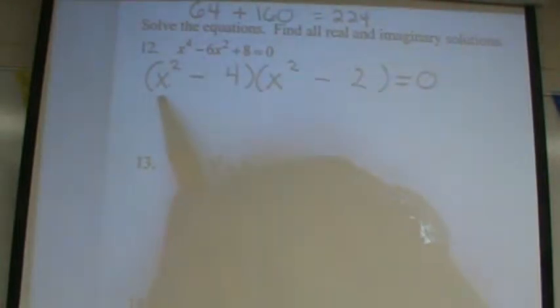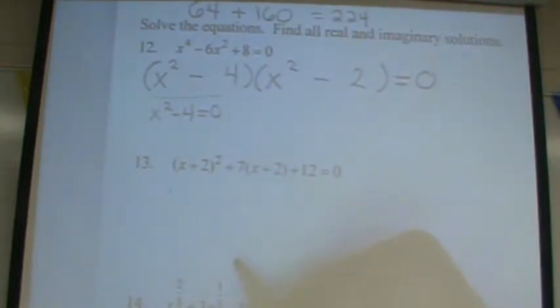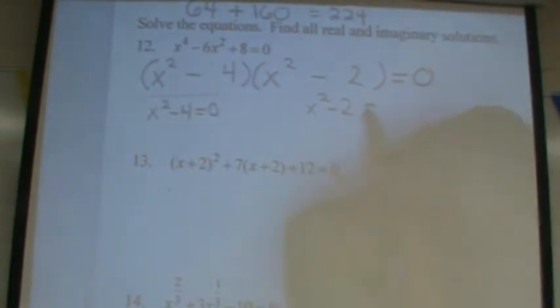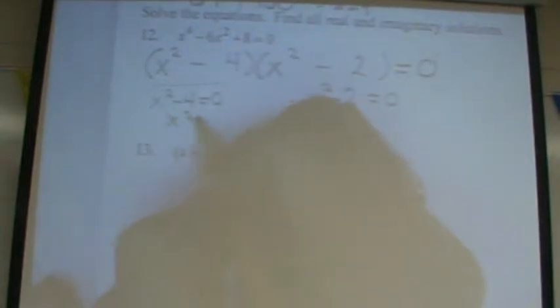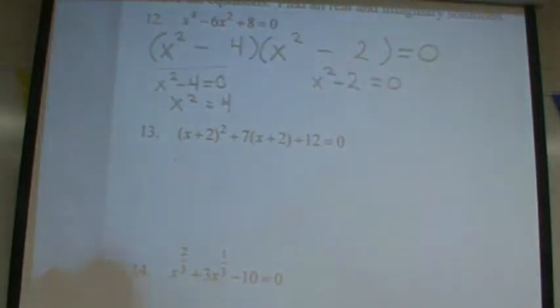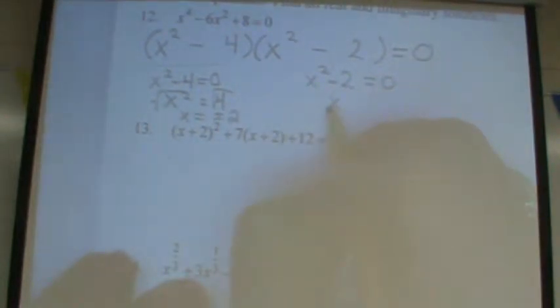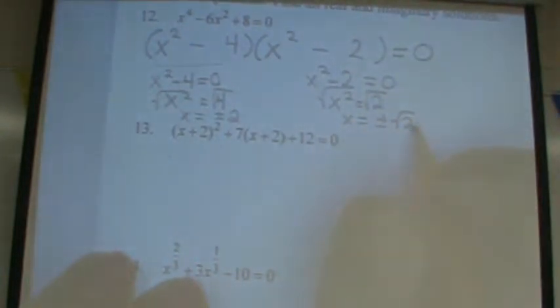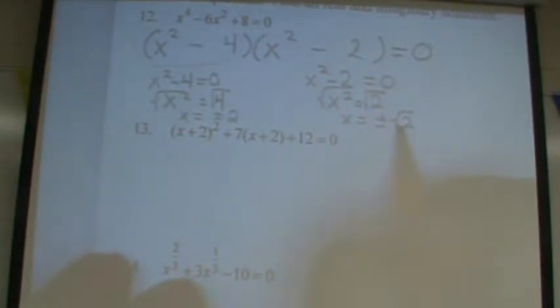Now what you're going to do is set each of these equal to 0. So x squared minus 4 and x squared minus 2. So solve each of these like you did in 8-1. Add 4. And then square root both sides. So when you square root this side, x is equal to plus or minus 2. Don't forget plus or minus. This one, add 2. And you get plus or minus square root of 2. So there's 4 answers. Plus or minus regular 2 and plus or minus square root of 2.